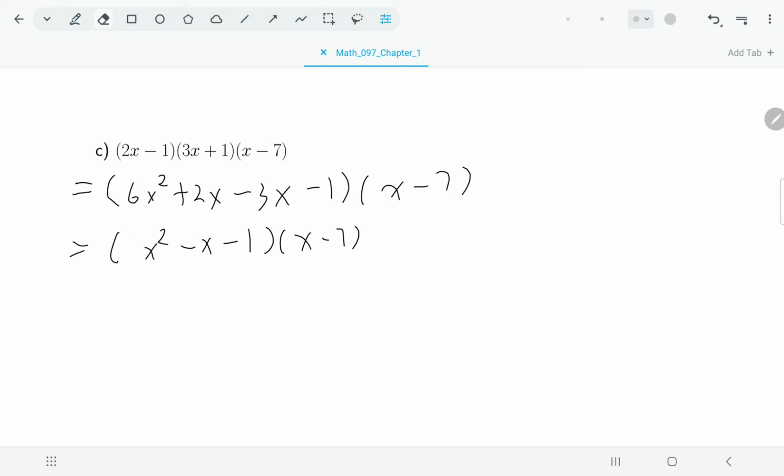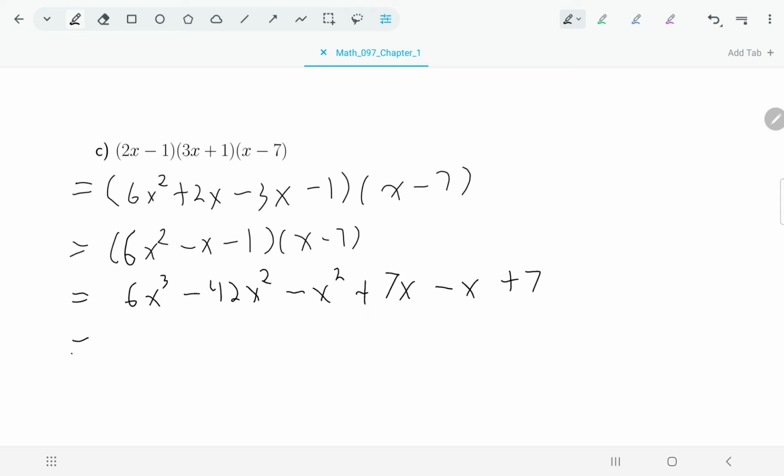And I do that again by taking everybody from the first bracket and multiplying it by everybody in the second bracket. So I'll begin by taking 6x squared and multiplying it by x. That gives me 6x cubed. 6x squared times negative 7 is negative 42x squared. And then I'll do the same thing with the next term, negative x. Negative x times x is negative x squared. Negative x times negative 7 is 7x. And then finally I'll finish it off with negative 1 times everybody. Negative 1 times x is negative x. And then negative 1 times negative 7 is positive 7.